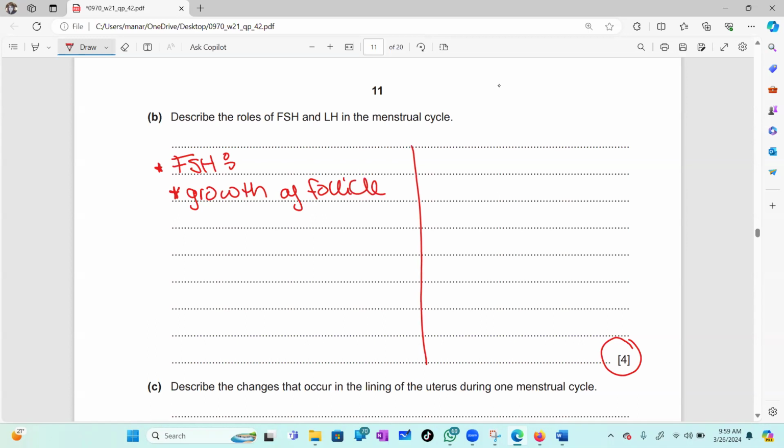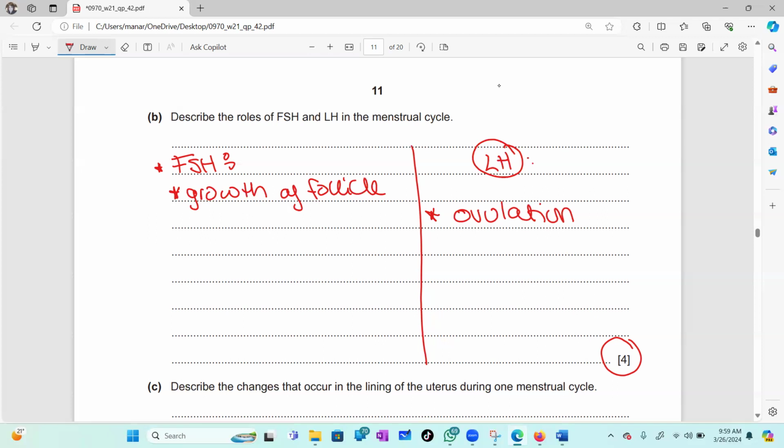Now give me one function for the luteinizing hormone. It stimulates the release of the egg from the follicle. Correct. All of you wrote these 2 functions only. How many marks is this question? 4 marks. So you need to think of another function for the follicle stimulating hormone and another function for the luteinizing hormone. And don't tell yourself that I don't know.